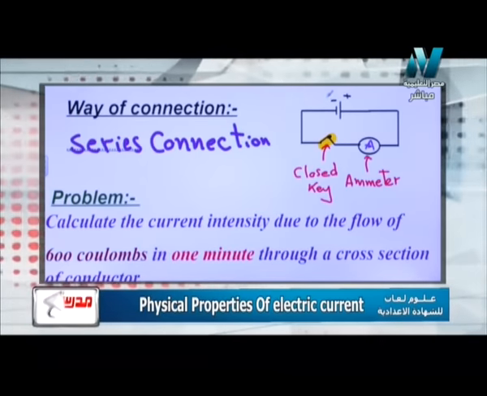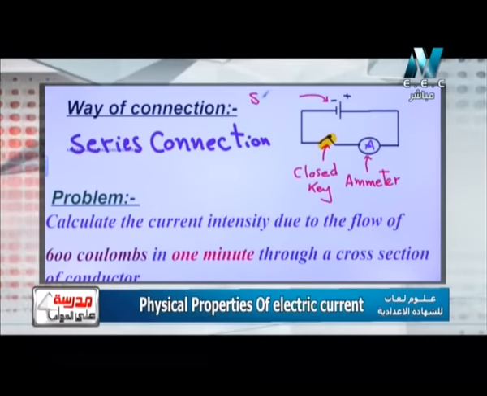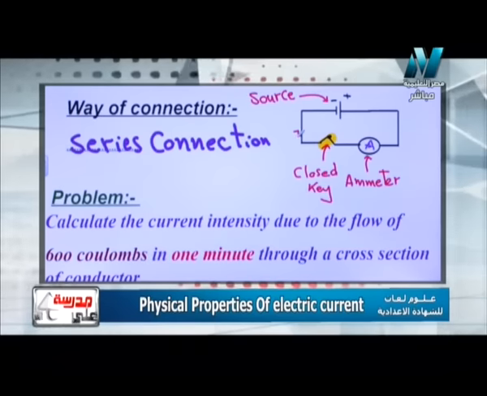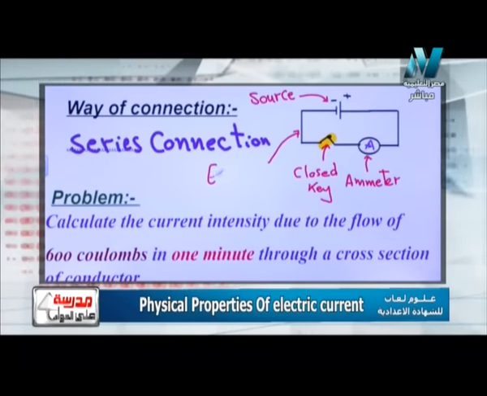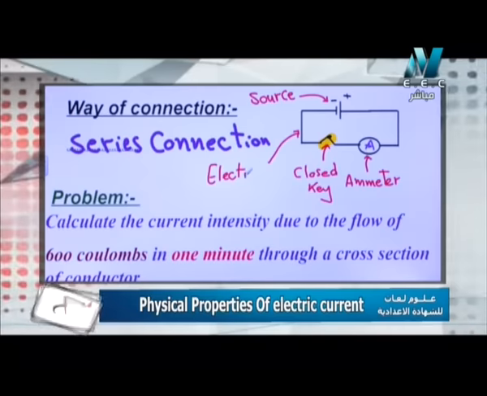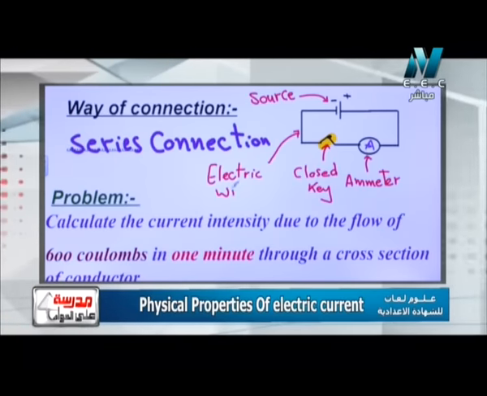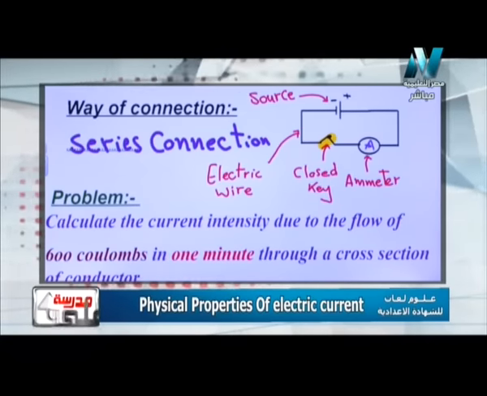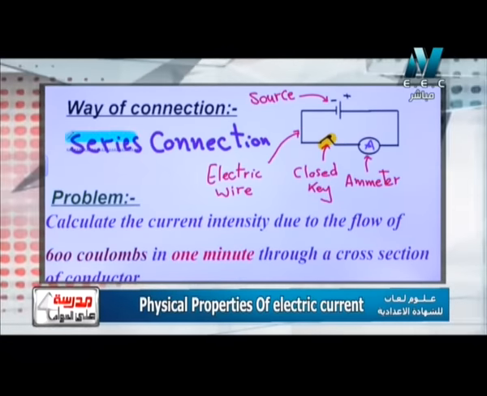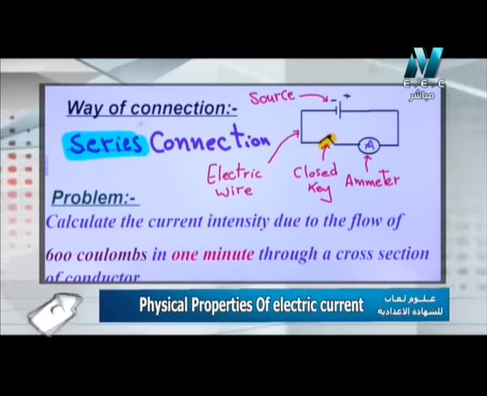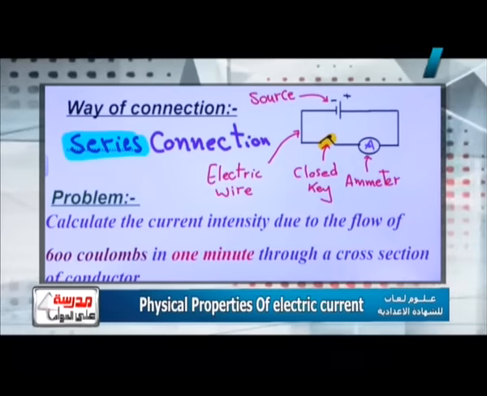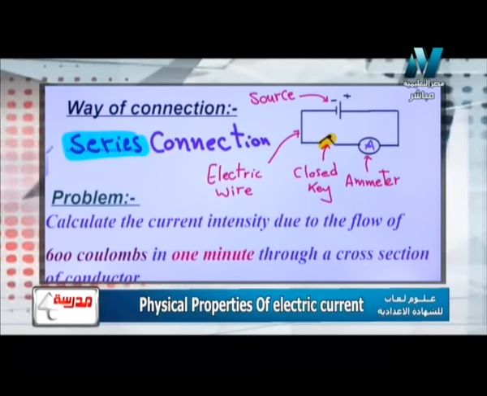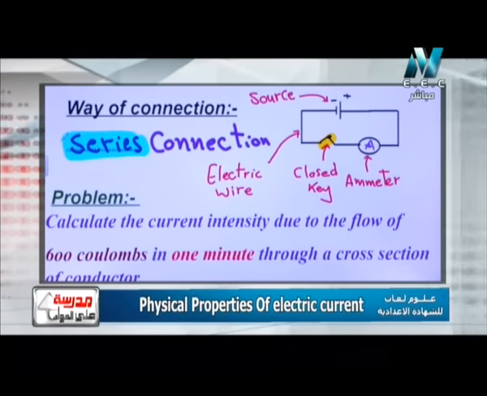Here we have a source or battery. Here we have electric wire. And this way is called what connection? Is called, as you see, series connection. يعني توصيل على التوالي زي ما بنسميه بالعربي as a part of the electric circuit. كأنه جزء من electric circuit. To let the electric current pass through a meter عشان نخليها تعدي من جواه to measure the electric current intensity.